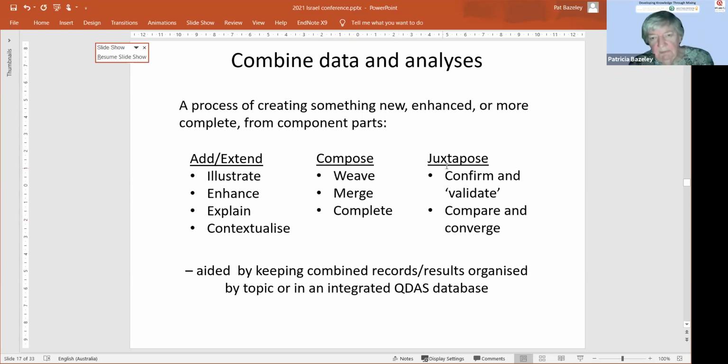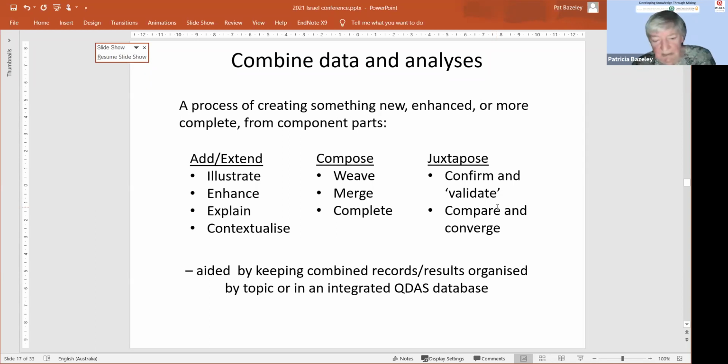The third general group of ways of combining data are to use the different sources to confirm or validate each other, or to compare and converge. All of these are aided by keeping combined records or results organised by topic in an integrated database. Back before the days of qualitative computer programs, I would keep a notebook, and that was back in the days before computerization.